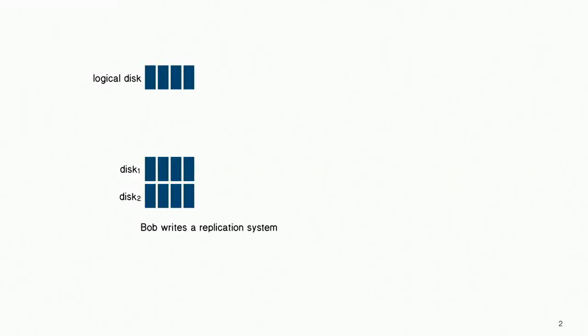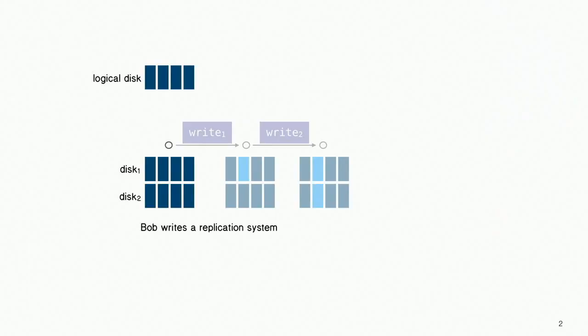The story starts with Bob, a storage system developer who's writing a replication system. The replication system takes two disks that are unreliable, and it exports a single logical disk with reliability. The way it works is, as writes come in, it writes them to both disks, and that ensures that your data is safe even if one of these disks fails.